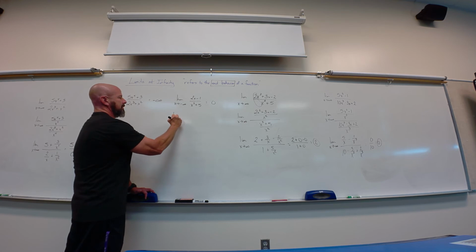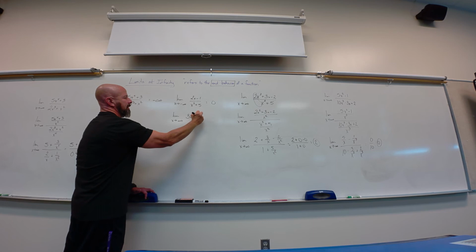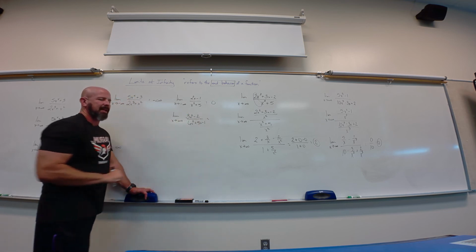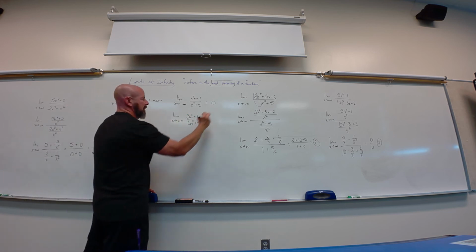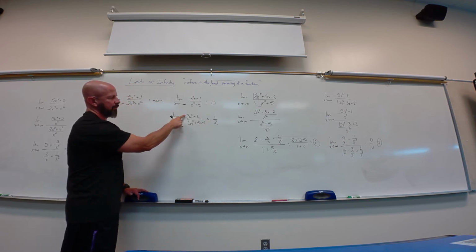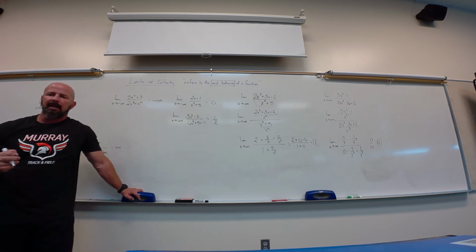Limit as x approaches infinity of 3x squared minus 2 over 6x squared plus 5x minus 1. The powers are the same, both x squared. And that's going to be a half, because we're going to go off of these leading coefficients, 3 over 6, which just reduces to a half. Here's my horizontal asymptote.